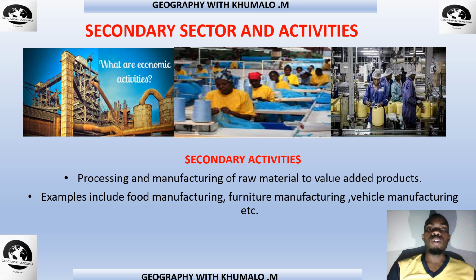Then we go to the secondary sector and activities. You can see from the pictures there that they are dealing with processing and manufacturing. You see they are producing clothes there. They are producing buckets or whatever they're producing. Here is the factory here. So it deals with manufacturing of raw materials into value-added products. This includes things such as food manufacturing, furniture manufacturing, vehicle manufacturing, and etcetera.